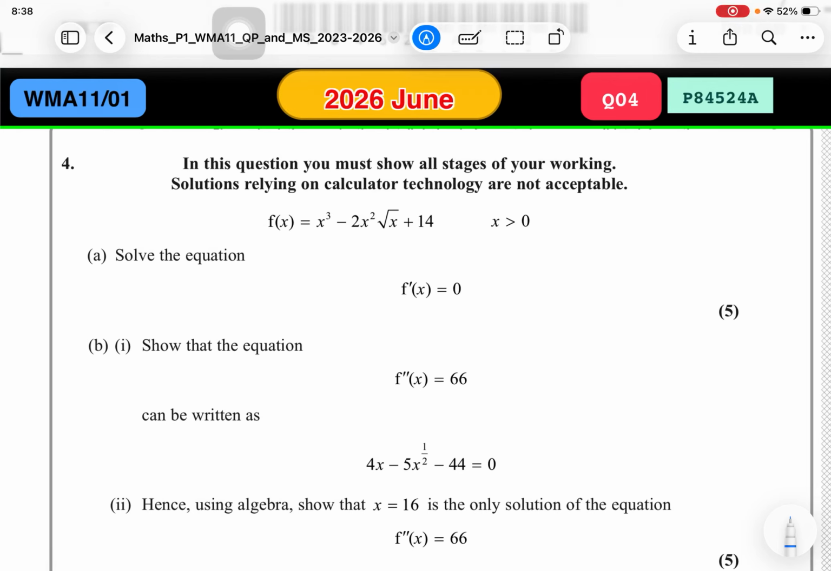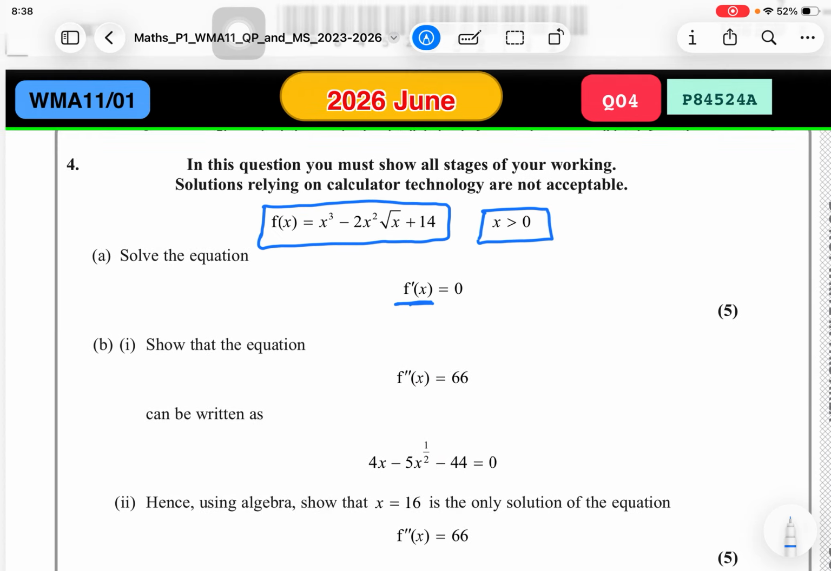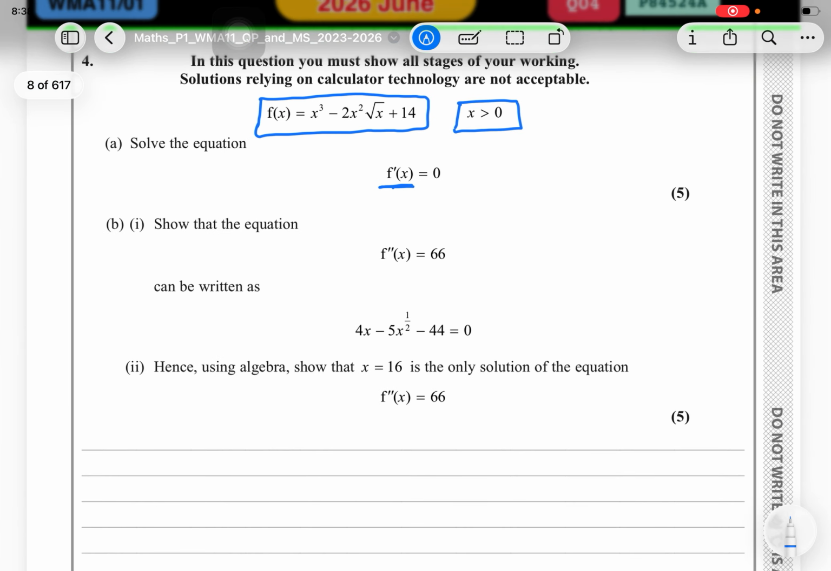2026 June P1 paper. So, fourth question. We have the f(x) value, and with the f(x) value they also give us a condition, which is x being positive. The first question says f'(x) equals 0, so we know we have to differentiate. So let's write f(x) down.